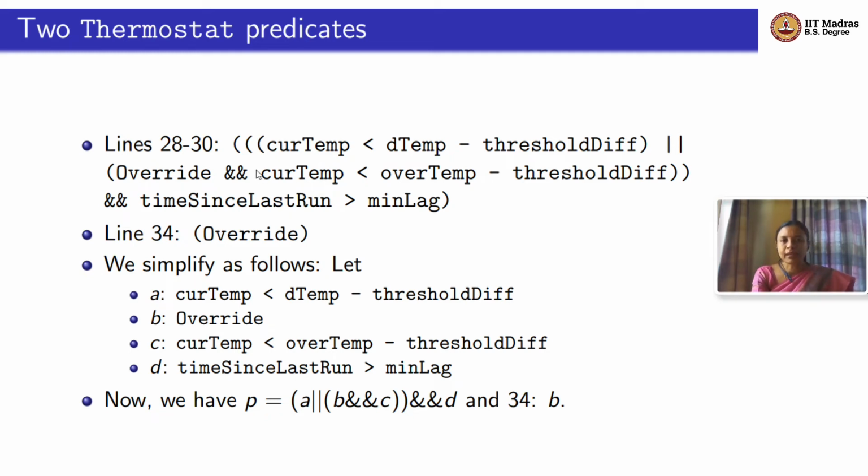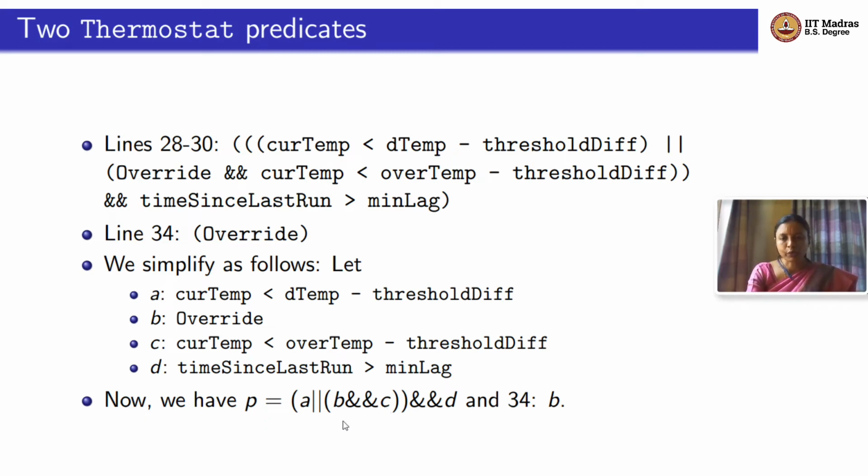Then similarly, there is an and here followed by a third clause: current temperature is less than overridden temperature minus threshold difference. Let's call that clause C. Clause D is time since last run is greater than minimum lag. So I just do some substitution. Take the four clauses that were there in this long predicate, assign them names A, B, C, and D. Now I can write the predicate in lines 28 to 33 as P, like this: A or B and C and D. Here I've used the programming notations for or and and. In the last few lectures, we had used the logical notations for or and and. They are one and the same.